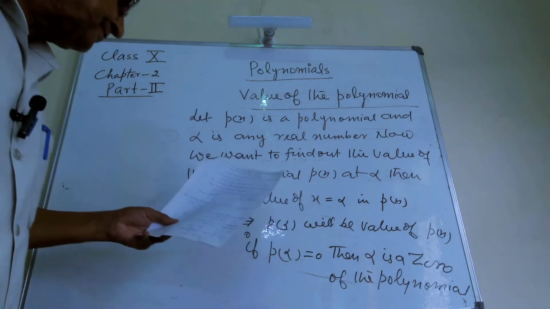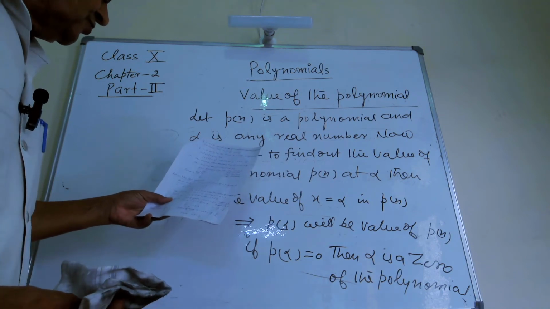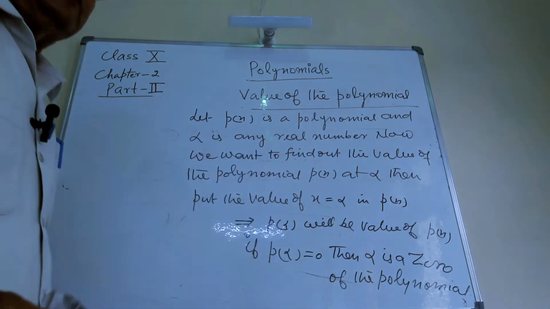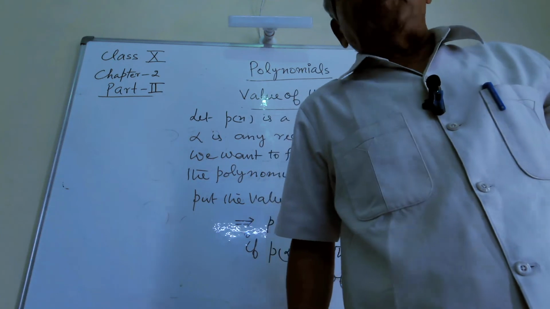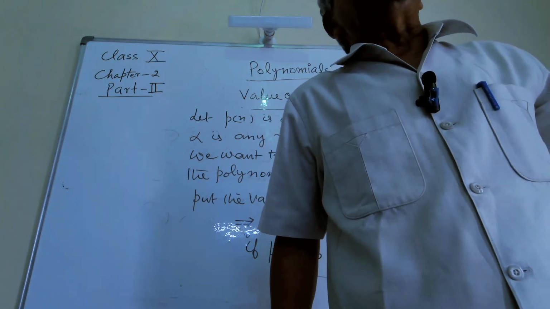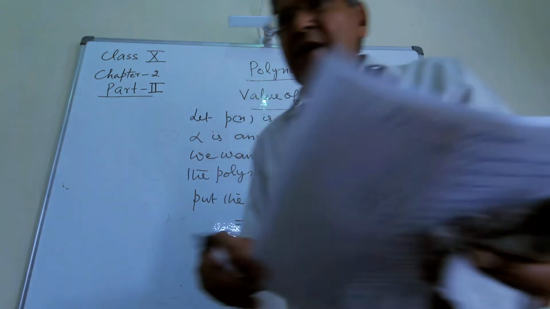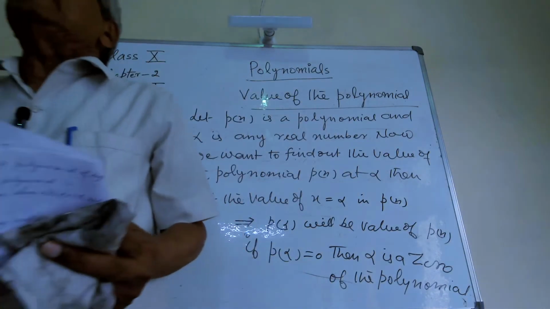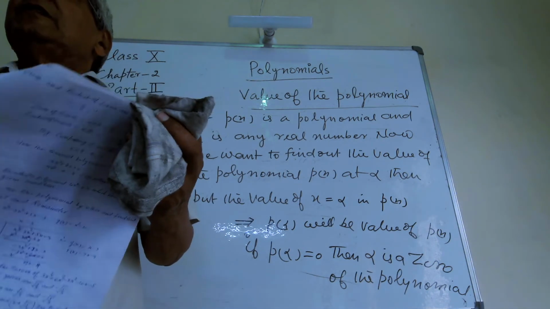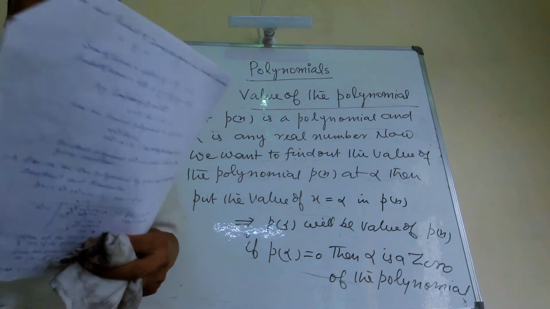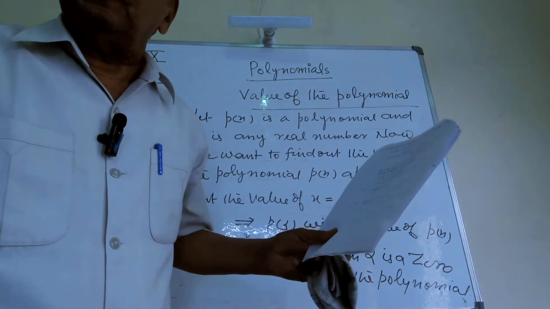Now, some important points about zeros, because we have discussed in the second part a linear equation, linear polynomial, quadratic polynomial, cubic polynomial, and biquadratic polynomial. I want to discuss here about zeros, how many zeros these polynomials can have. A linear polynomial can have at most one zero.